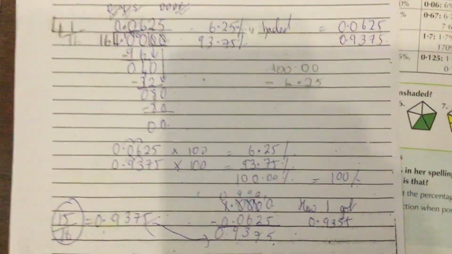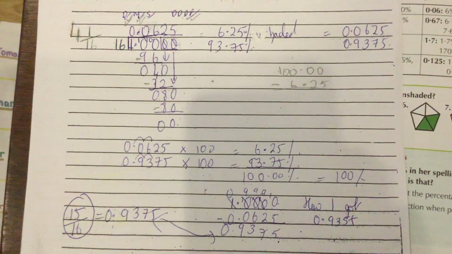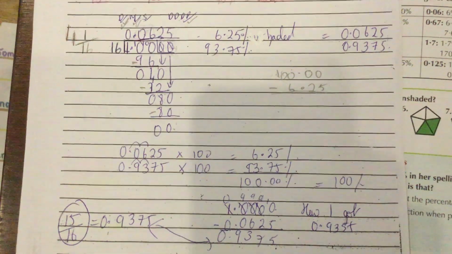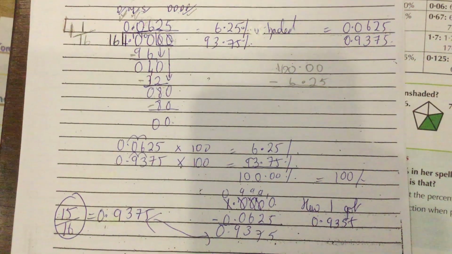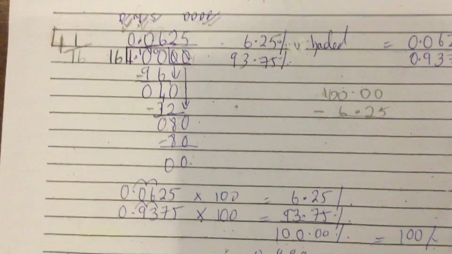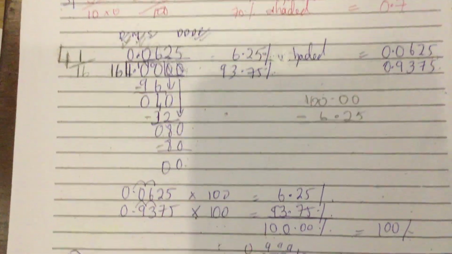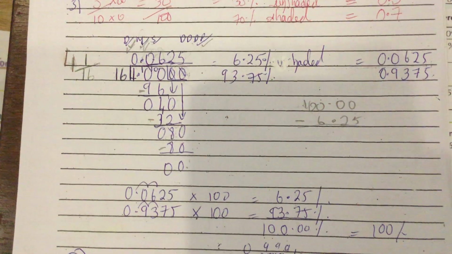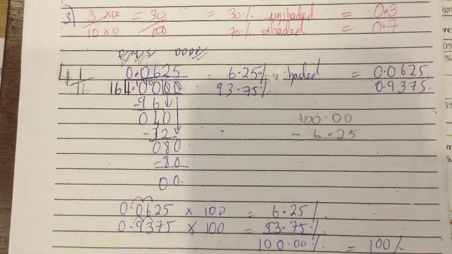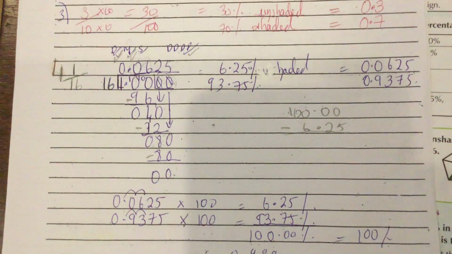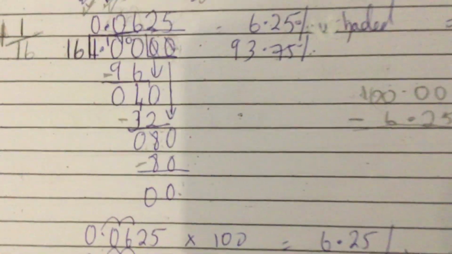So I want you to have a good old look at that. It's straightforward division. Don't be turned off by adding the zeros. The zeros are just added so you can complete the sum. As I said, you can't have 0.6 remainder 4 or 0.62 remainder 8. You must continue until you have a 0.